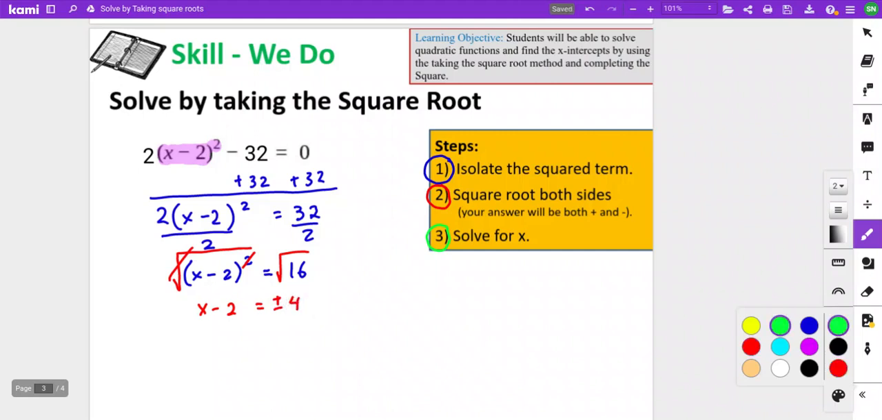Then, since we have a plus or minus, we have to break up the problem into two parts. This is part of solving for x. We start with x minus 2. That one remains the same on both problems. And on one side, it's going to be equal to the positive 4, and on the other one, it's going to be equal to the negative 4. Then you would solve each problem separately for x.